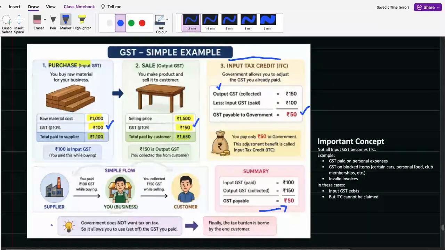So why is it important to adjust this? Why is ITC important? Because the government does not want tax on tax. It allows you to use set off so that whatever you have already paid should not be paid again.